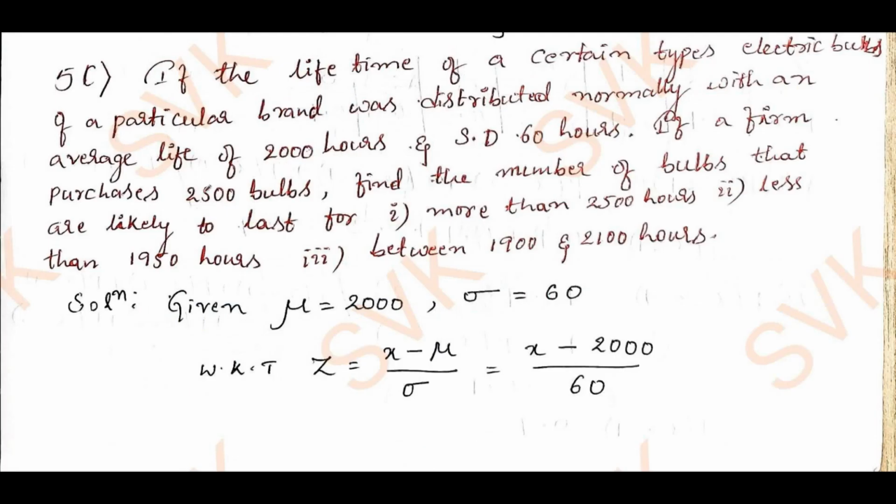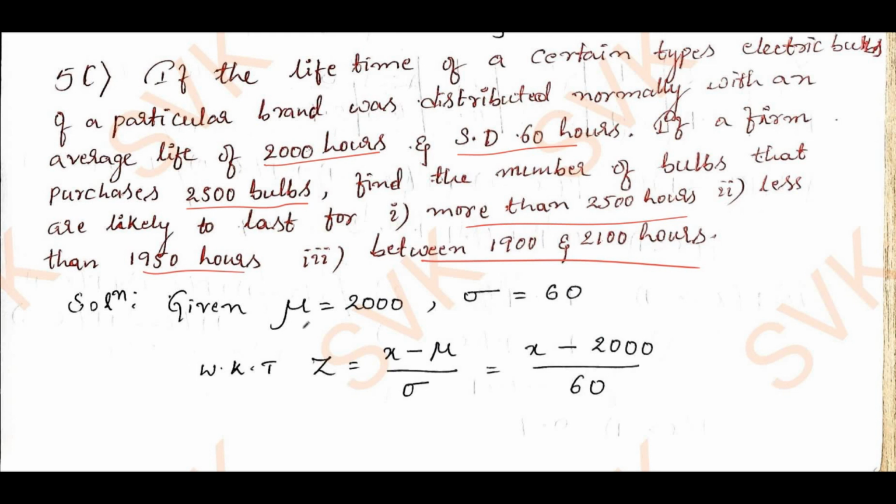So this is the given problem. They have given the average life of the electric bulb as 2000 hours and standard deviation sigma as 60 hours. If a person purchases 2500 bulbs, find the number of bulbs that are likely to last for more than 2500 hours, less than 1950 hours, and between 1900 and 2100 hours.